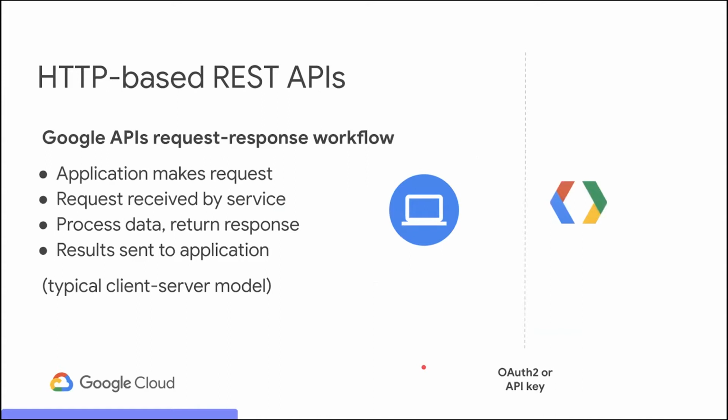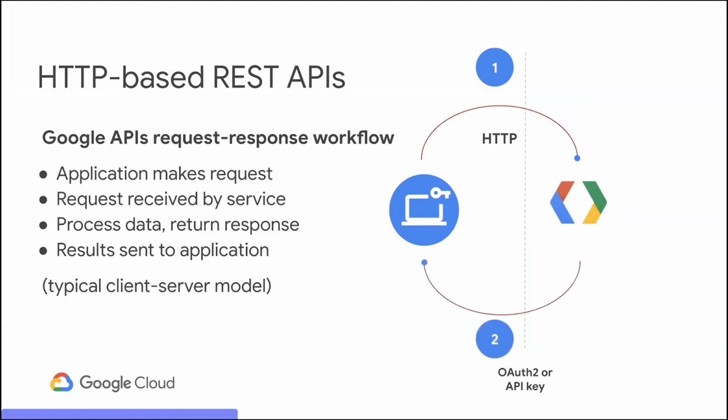And as far as how our APIs work, it's pretty basic. It's very much of a request response workflow. So your application will make a request to our APIs. You have to get past the security. You have to have the right keys and the credentials to access the API. Once that's good, the API sees that, it gets your request, it does whatever it needs to do, and then it sends a response back to your application. So very much of a client server model.